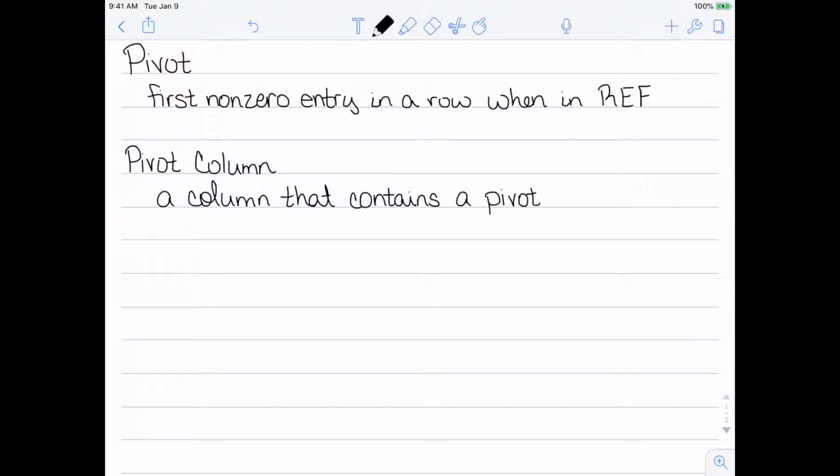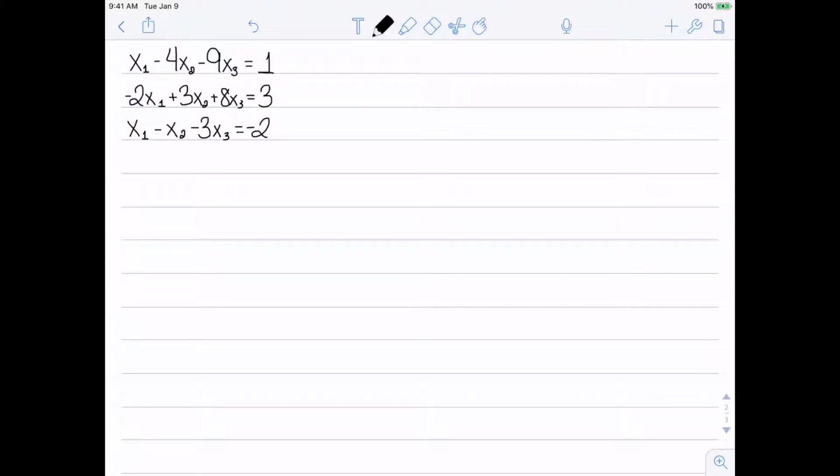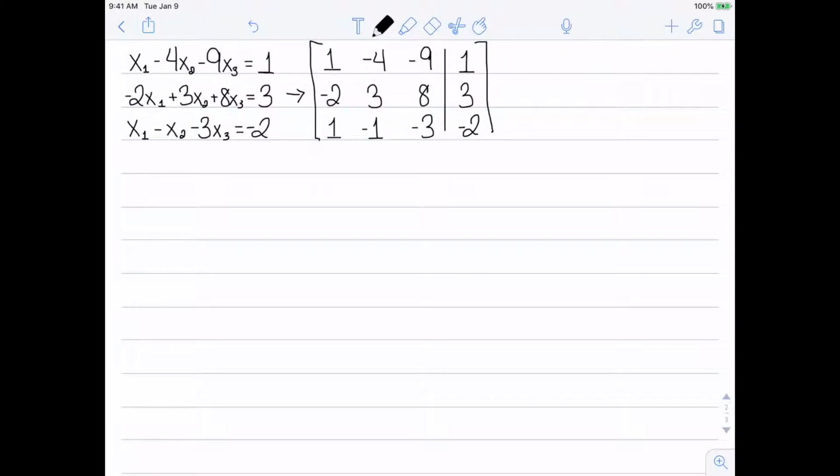Now that we've defined that, let's jump straight into an example and see what happens. So here's my linear system. Let's work on solving it and see what happens. So the first step is to move to an augmented matrix. Here's my augmented matrix. The first step is to get a 1 in the first row, first column, which we already have. So now let's get zeros below it.